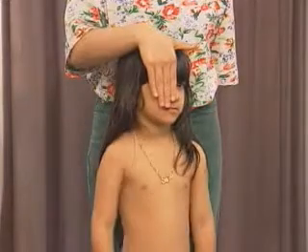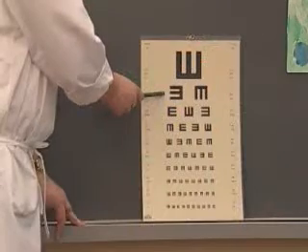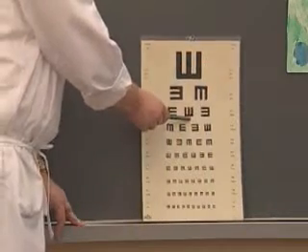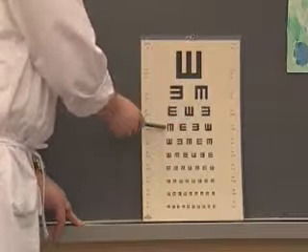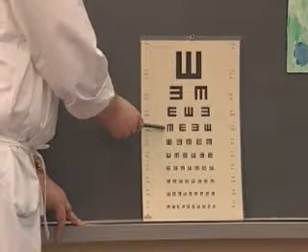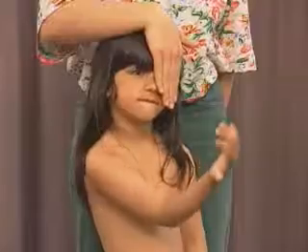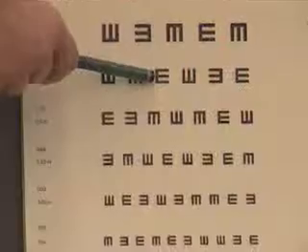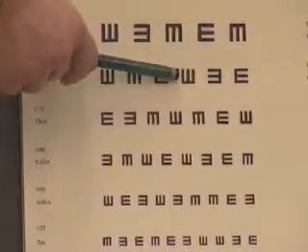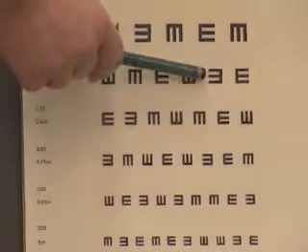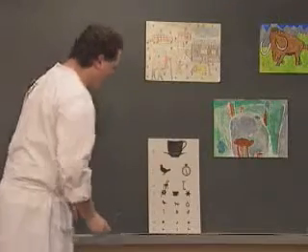From about 4 years, we can use the E-table to check far visual acuity. It should be borne in mind that many children find it difficult to distinguish between an E which points to the left and one that points to the right. Cooperation is better if the table is placed at a distance of only 4 meters instead of the usual 6.